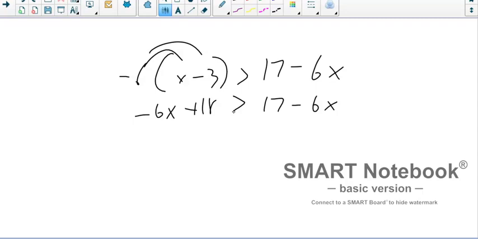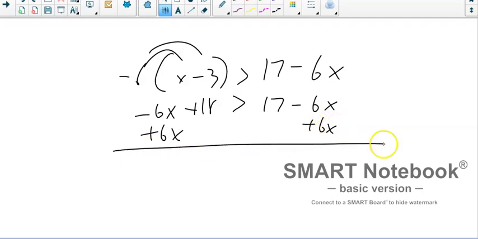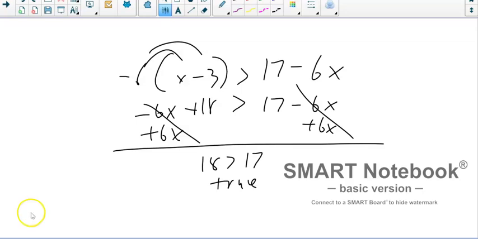Now, move my variable. I don't want negative, so I just talked about that. So I'm going to do this. Well, look what happens. 18 is greater than 17. Well, just like the equations, that's a true statement. So my answer is, and therefore the answer is all real numbers.